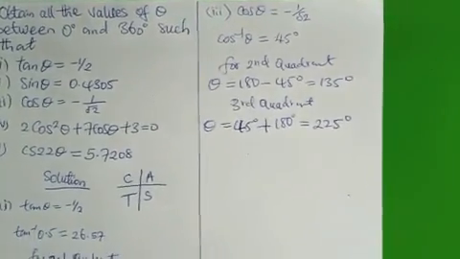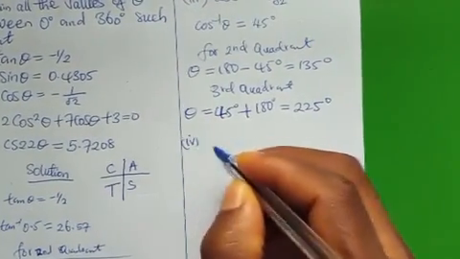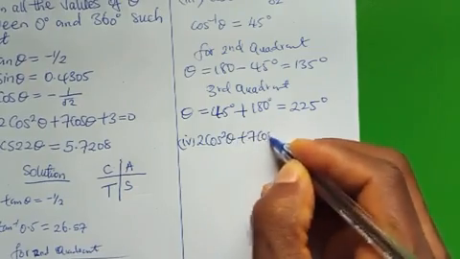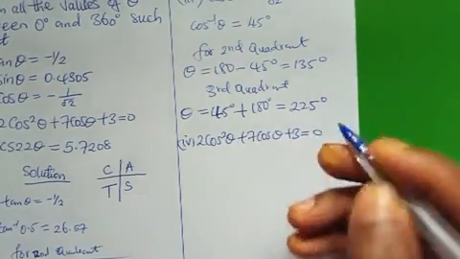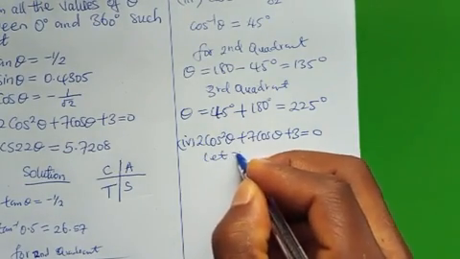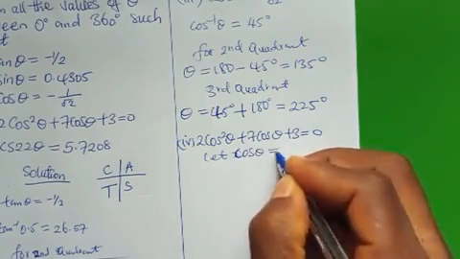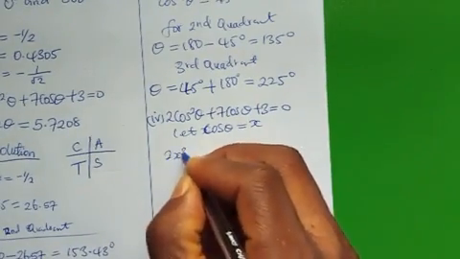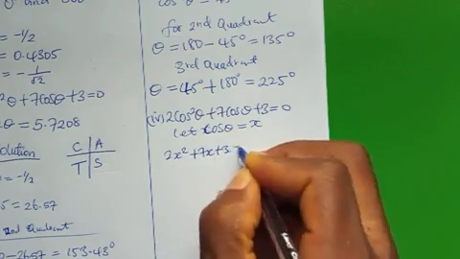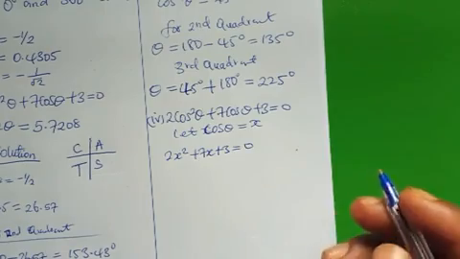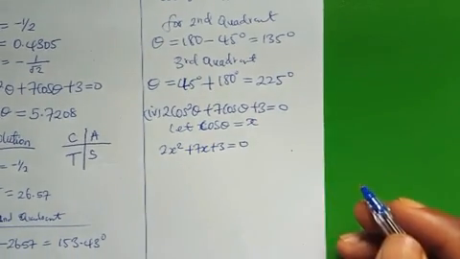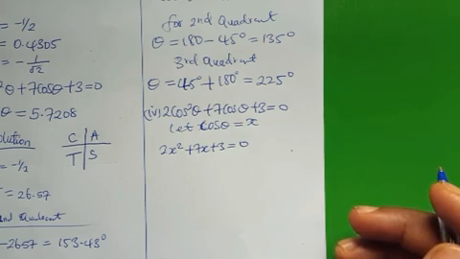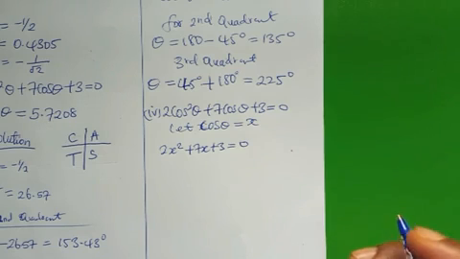Okay, for the question number 4, we have 2 cos squared theta plus 7 cos theta plus 3 is equal to 0. Okay, you can say let cos theta be equal to x. If you substitute x for cos theta, you're going to have 2x squared plus 7x plus 3 is equal to 0. This is a quadratic equation, and you can actually solve this with calculator. If you want to learn how to solve this with calculator, you check the link of the video that is in the description section of this particular one you are watching now.